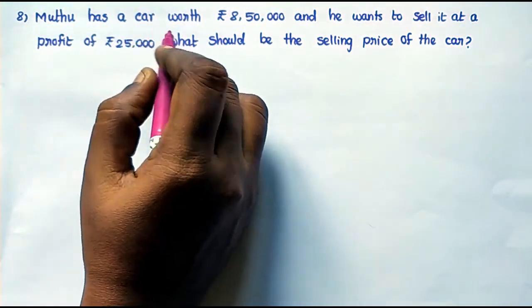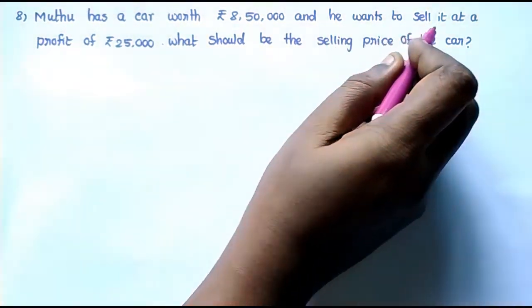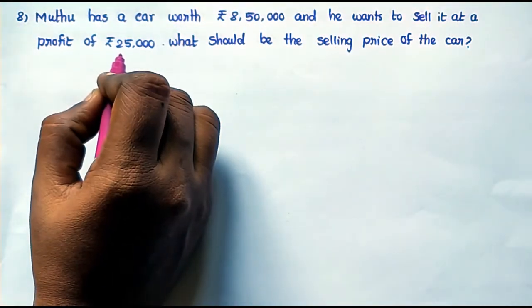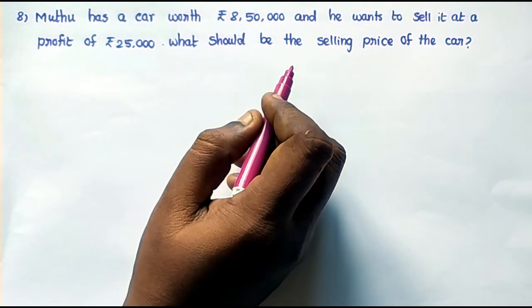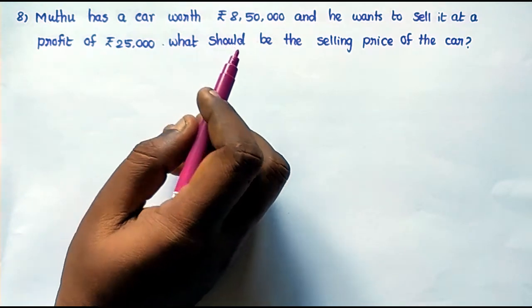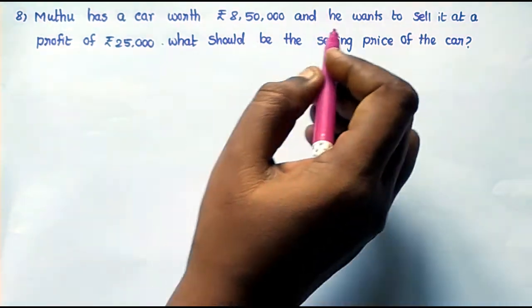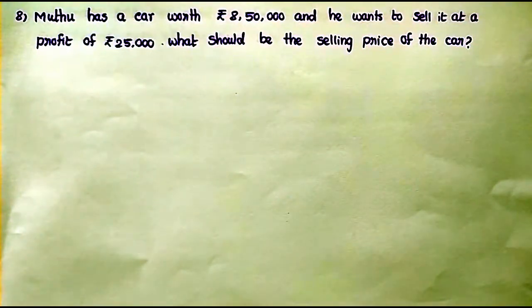Eighth sum. Muthu has a car worth rupees 8,50,000 and he wants to sell it at a profit of rupees 25,000. What should be the selling price of the car? Listen, Muthu has a car. Its worth is what? 8,50,000. He wants to sell it at a profit of 25,000. If he sells the car he should get 25,000. That means how much should he sell that? That is the question.